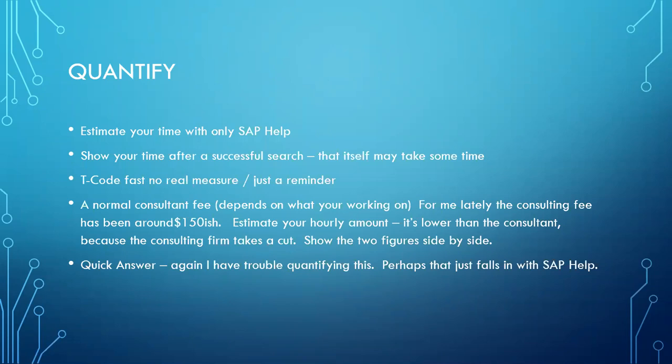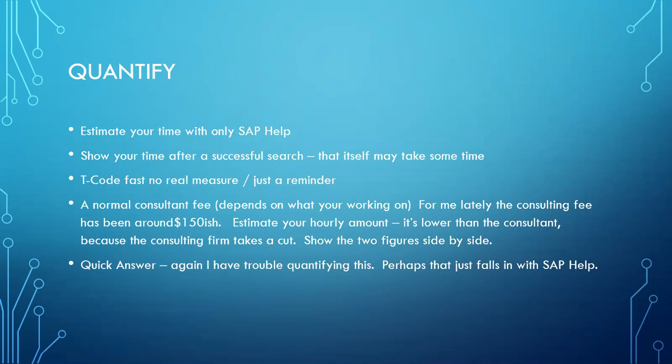And then, yeah, you can show your time after a successful search. And sometimes the search takes some time itself. And the T-code fast really has no major measurement. I don't know how I would do that other than to say, this is what I'm showing people in a meeting immediately without having to go through any menu paths. And it helps a lot with Fiori if it does have a T-code with it.